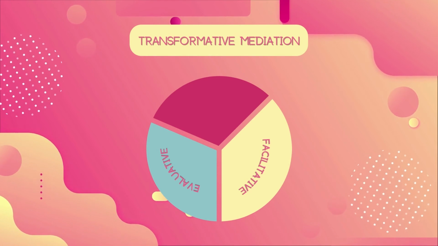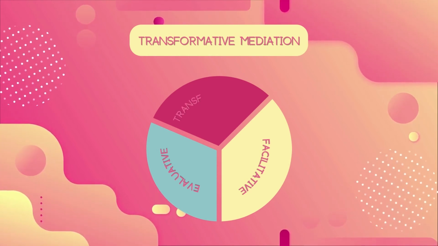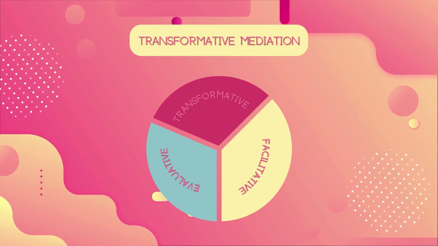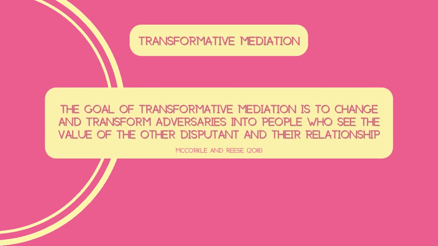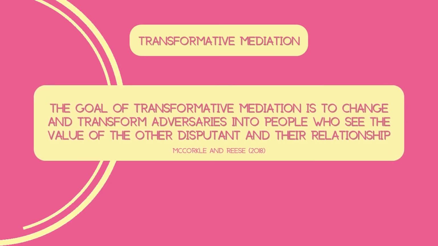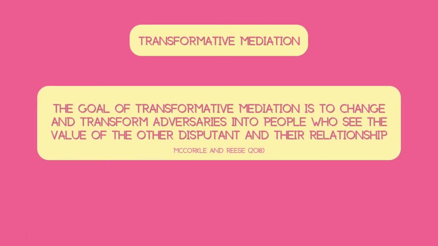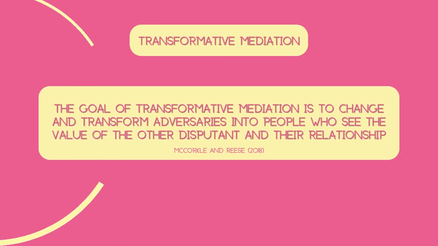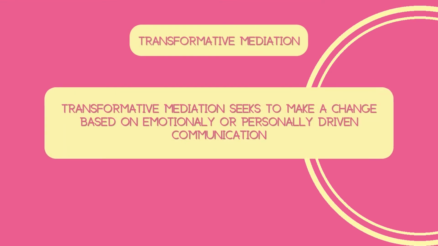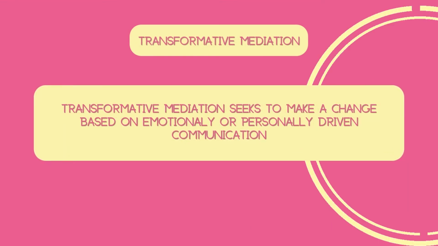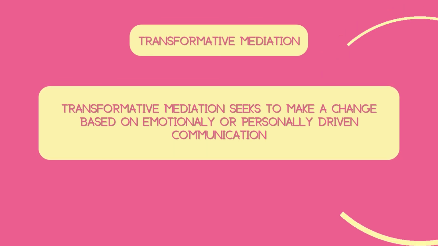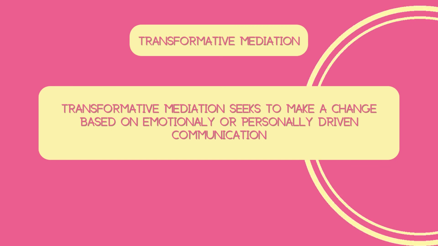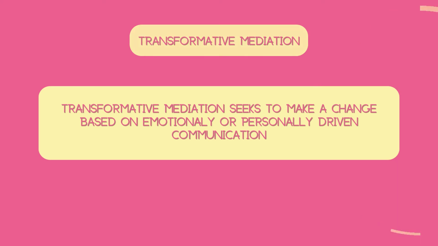The third style of mediation we will be discussing today is known as transformative mediation, which is the newest or most recent style of the three. According to McCorkle and Reese, 2018, the goal of transformative mediation is to change and transform adversaries into people who see the value of the other disputant and their relationship. Rather than focusing primarily on facilitating productive dialogue as a mediator would in facilitative processes, or having a mediator push for resolution as they would in an evaluative process, transformative mediation seeks to make a change based on communication, specifically communication that is emotionally or personally driven.